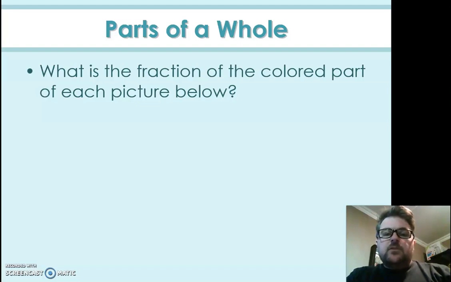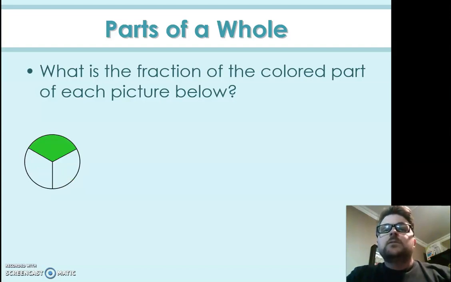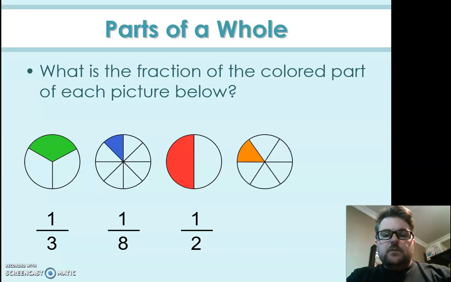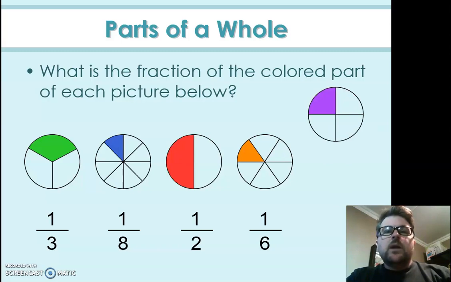What fraction of the colored part of each of the below? So I want you to tell me what fraction of these shapes is colored in. First one, 1/3. The second one, 1/8. The next one, oh, that's an easy one. 1/2 is colored in. And that one, 1/6. Correct. And the last one, this one is a big one. Oh no, it's not that big. 1/4.